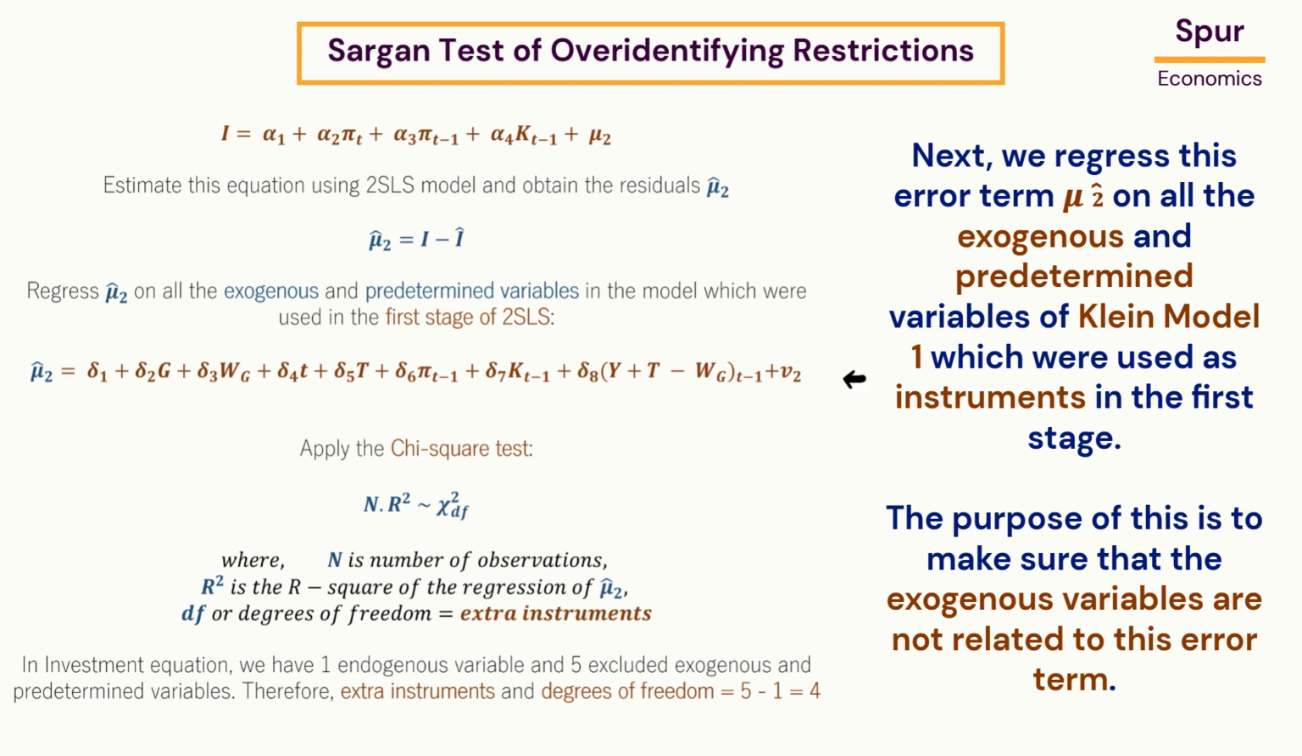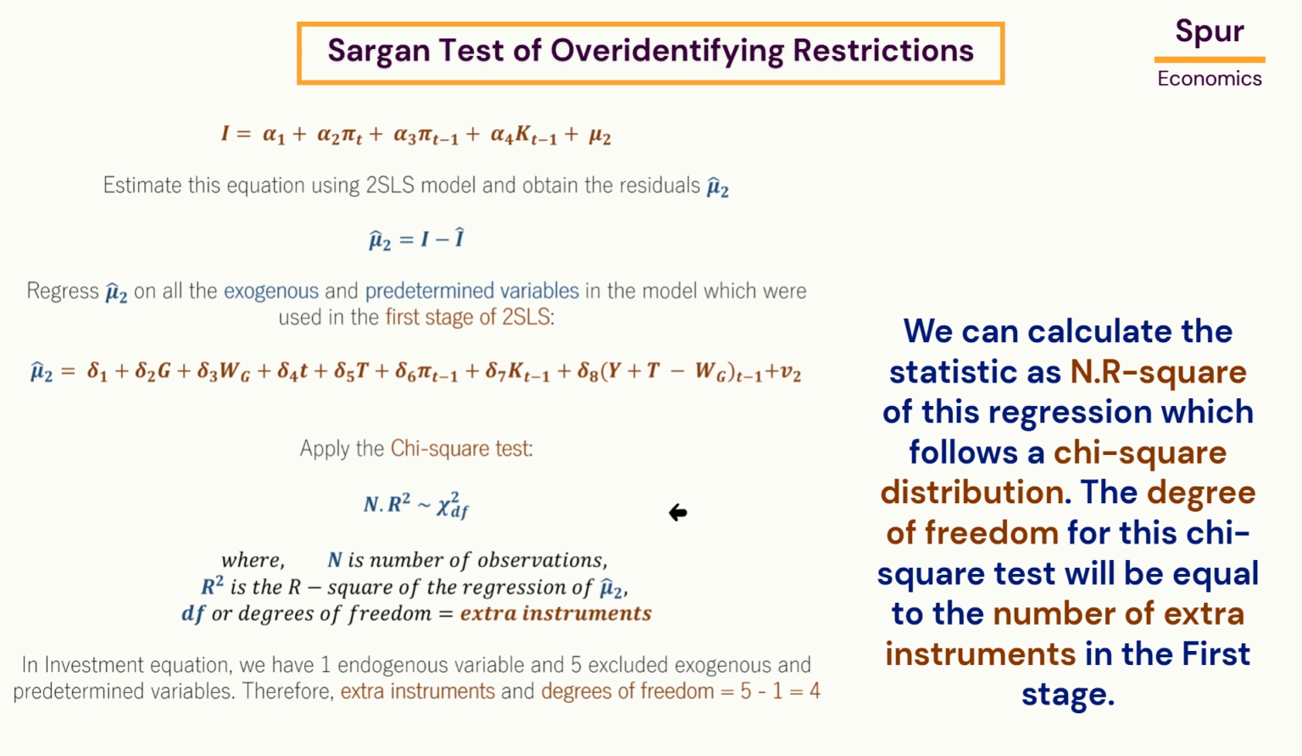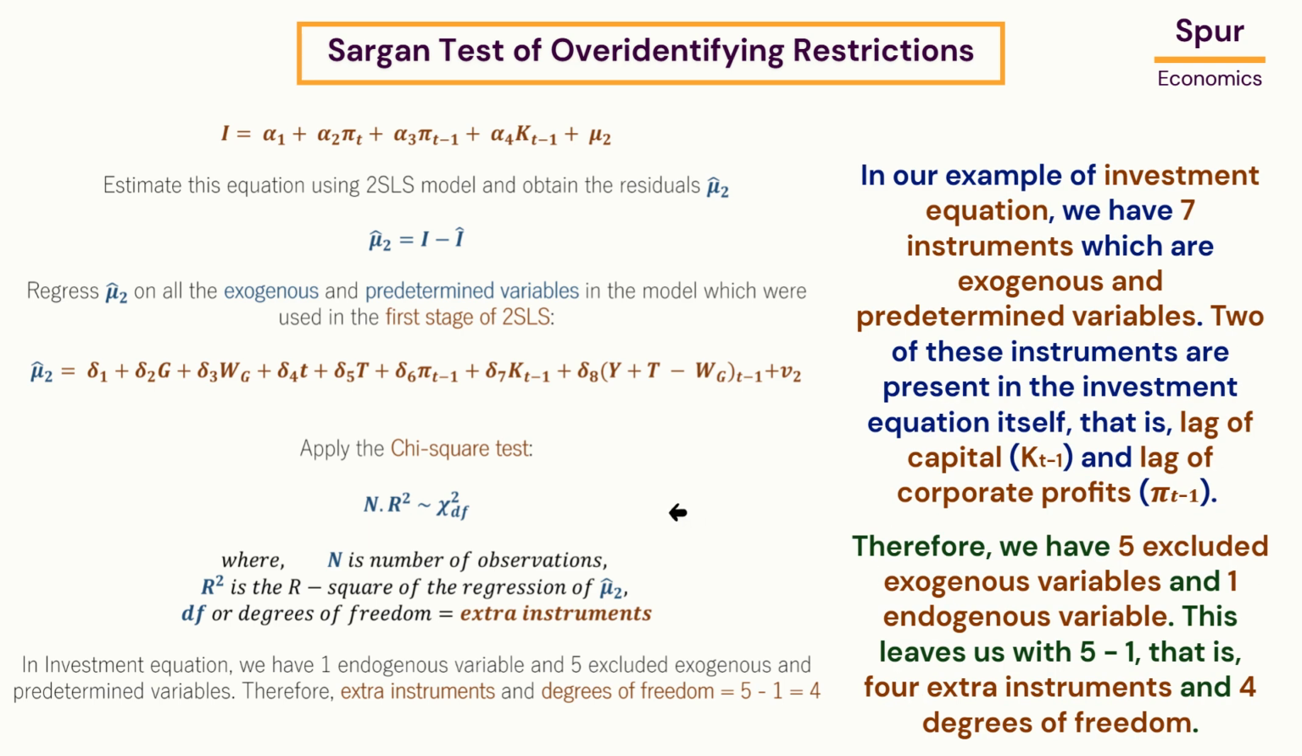The purpose of this is to make sure that the exogenous variables are not related to this error term. We can calculate the statistic as n multiplied by the r-square of this regression, which follows a chi-square distribution. The degree of freedom for this chi-square test will be equal to the number of extra instruments in the first stage. In our example of investment equation, we have 7 instruments which are exogenous and predetermined variables.